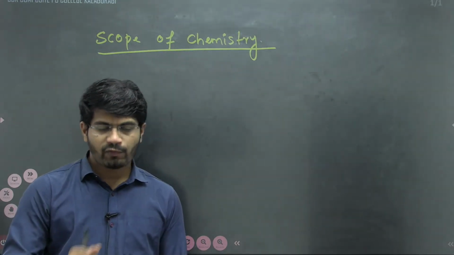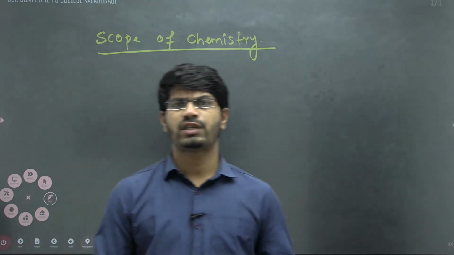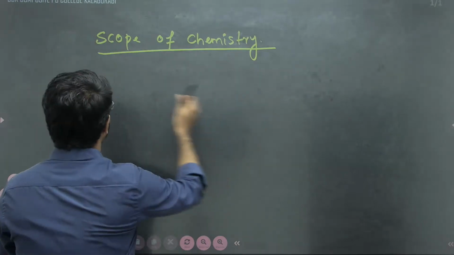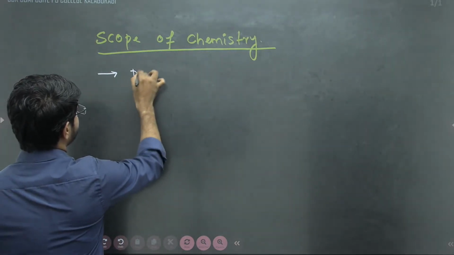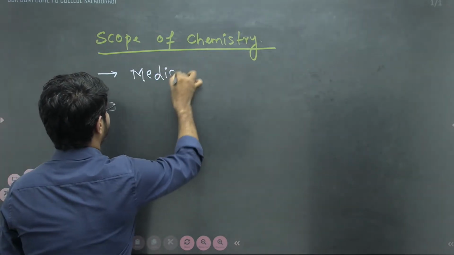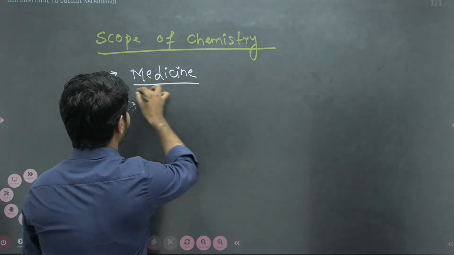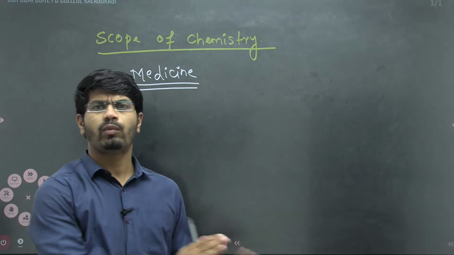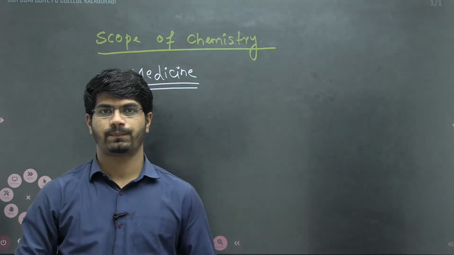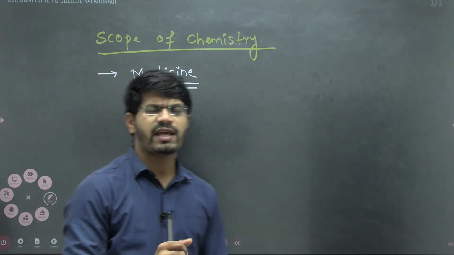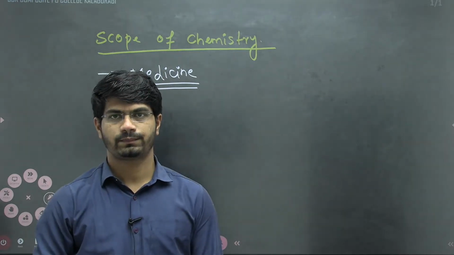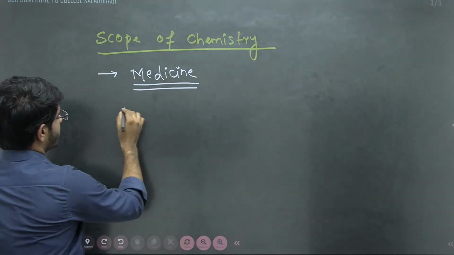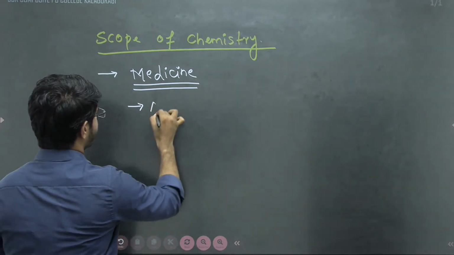Correct? Apart from this, we have a very essential application in our day-to-day life, and that is medicines. We use medicines a lot in our day-to-day life, almost for every disease. So chemistry has given many important medicines. For example, the discovery of anesthesia.